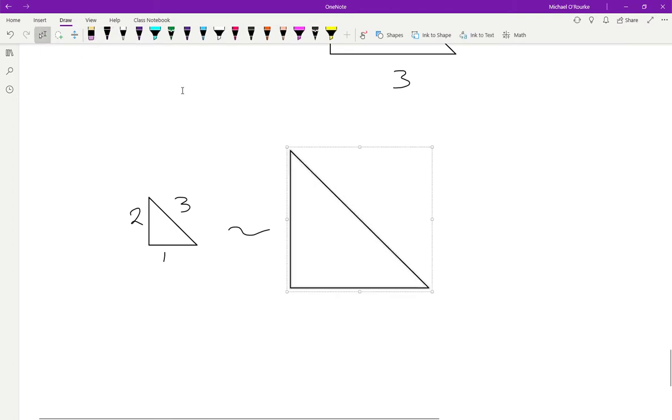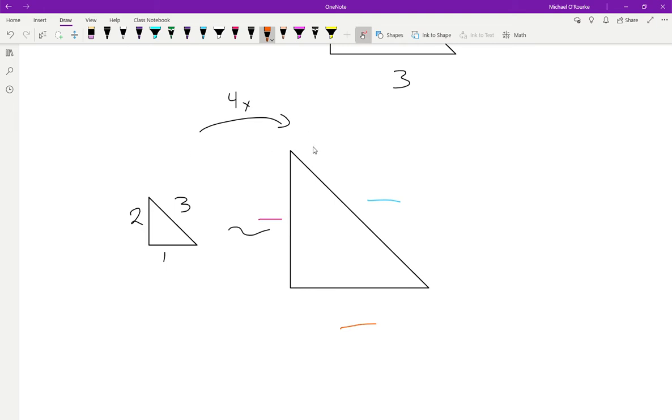Now, if I said this one now was 4 times as big, right? This one's 4 times as big. Could anyone tell me what this number is going to be, what this number is going to be, and what this number is going to be? And you can write blue, pink, or orange in those. If it's 4 times as big, what do you think those numbers are going to be? The blue, pink, and orange ones. 5 similar triangles.